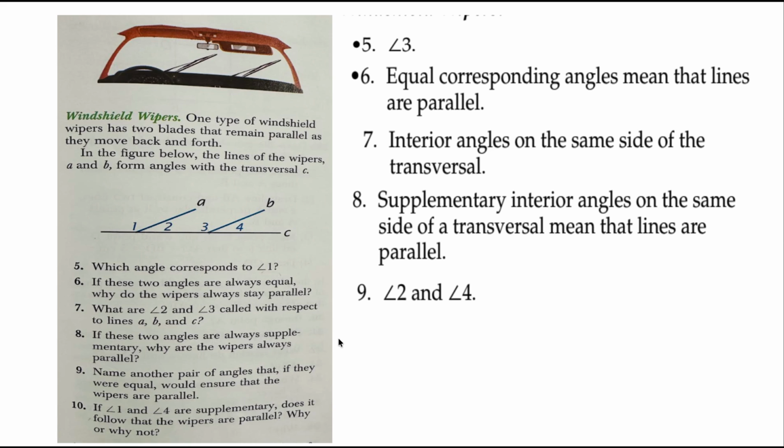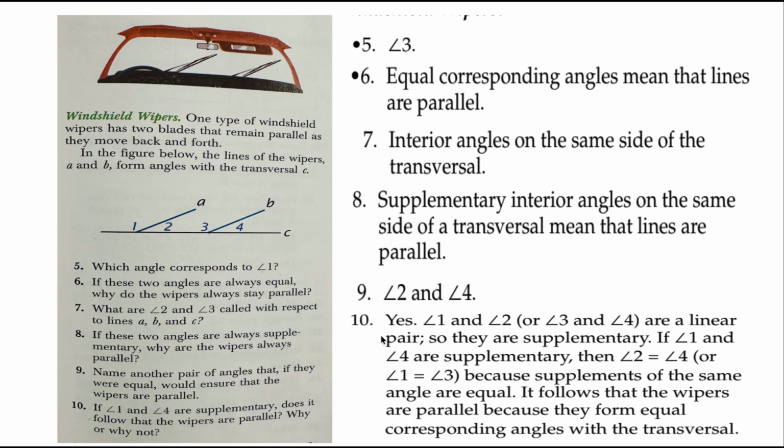Okay, number 10. If 1 and 4 are supplementary, yes, 1 and 4 are supplementary, why does it follow that the wipers are parallel? Why or why not? Well, we know that angle 1 is equal to angle 3, and angle 2 is equal to angle 4. And so the answer is yes. 1 and 2, or 3 and 4, are a linear pair. See how they make a line, 180, connected by a line, by a betweenness ray.